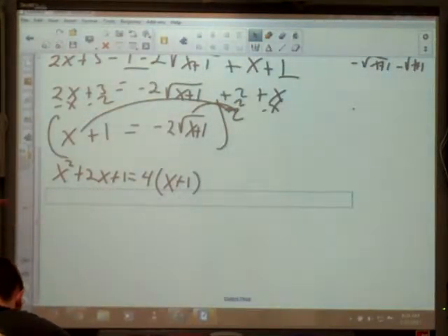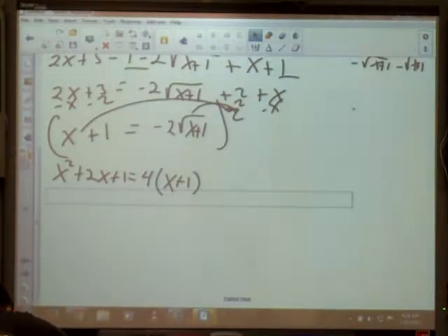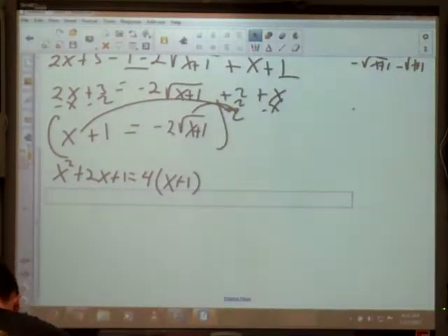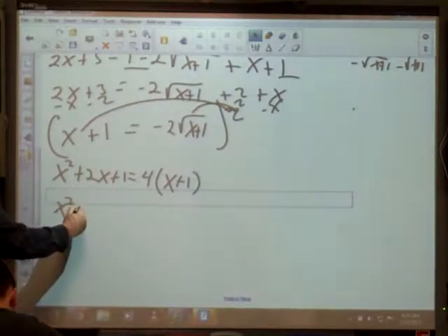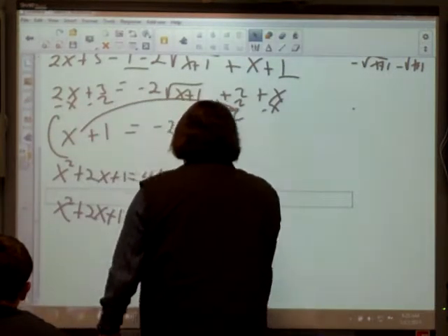Okay, so distribute your 4 where you lost it. Well, because remember, look at the top. This one had 2 radicals. Okay, so we're on the second radical now. I know, it's long. That's why I said this is the longest kind today. We're ready to distribute that 4, right? So we got x squared plus 2x plus 1 equals 4x plus 4.